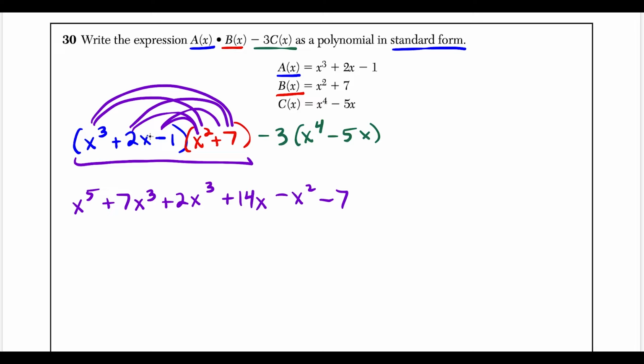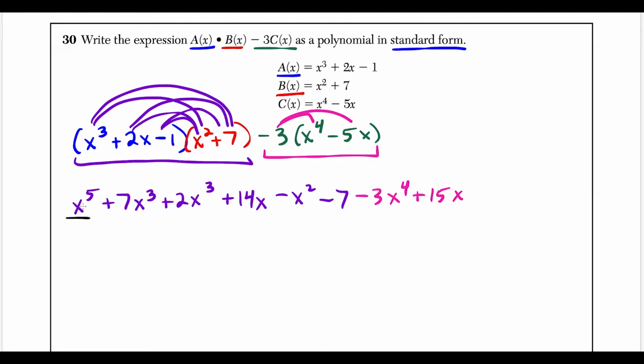Now, these could be a bit tricky, but anytime I'm multiplying a 3-term polynomial by a 2-term polynomial, I know there's going to be 3 times 2 or 6 terms. Notice I have 1, 2, 3, 4, 5, 6 terms. So that's how I know I'm doing this correctly. And then next up, we're going to distribute over here. We got negative 3 times x to the 4 is minus 3x to the 4. And then we got minus 3 times minus 5x is plus 15x. So now we just have to be careful combining like terms.